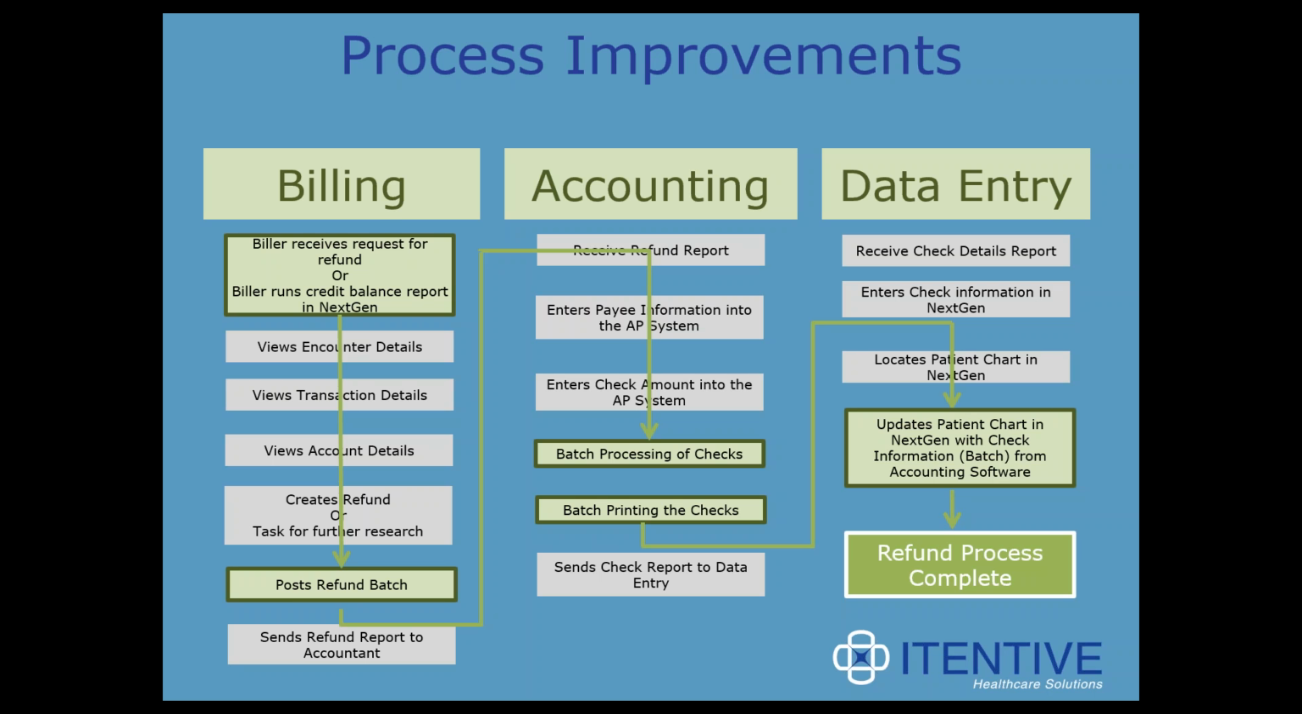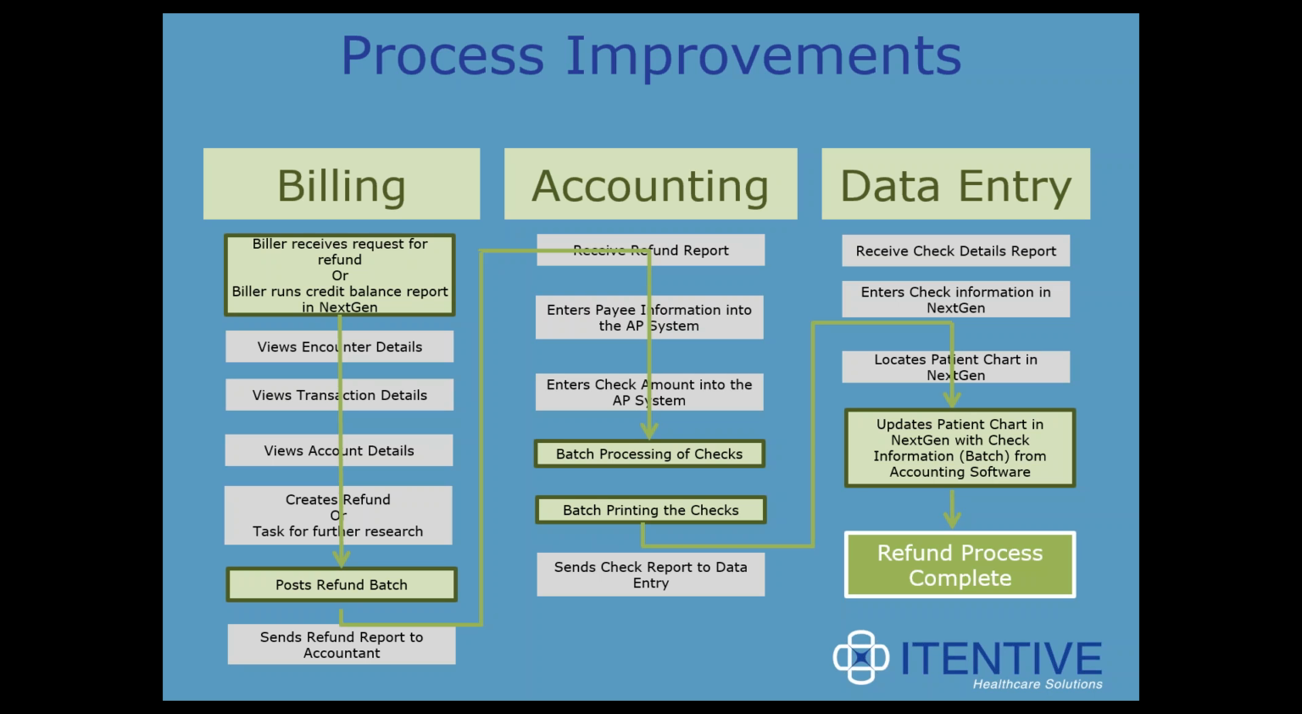So on the front end, when we were looking at finding the credit balances, we had created search mechanisms and filters to make it much easier to find the credit balances. The way we present the information to the individual makes it much easier for them to decide what to do with that credit balance, whether to issue a refund, whether to apply that credit to an encounter that has an open balance on the account, or to task it out for further research in the NextGen work log.